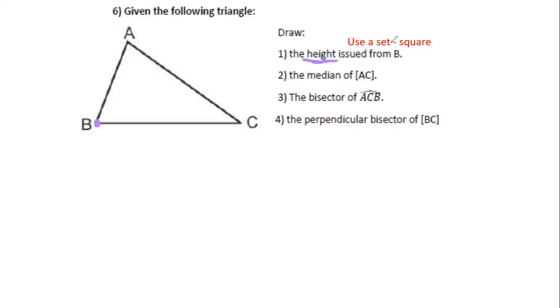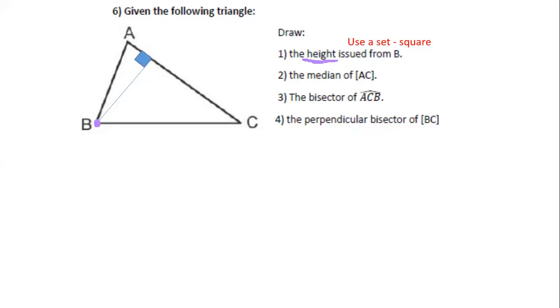And I bring my set square, I put it on AC from the B side, passing through B, through the vertical line, and I will be able now to draw a height. So I use my set square to draw the height. After drawing the height, we should always know that the height makes a 90 degrees angle, or a right angle, with the side. So this is how we draw the height issued from B.